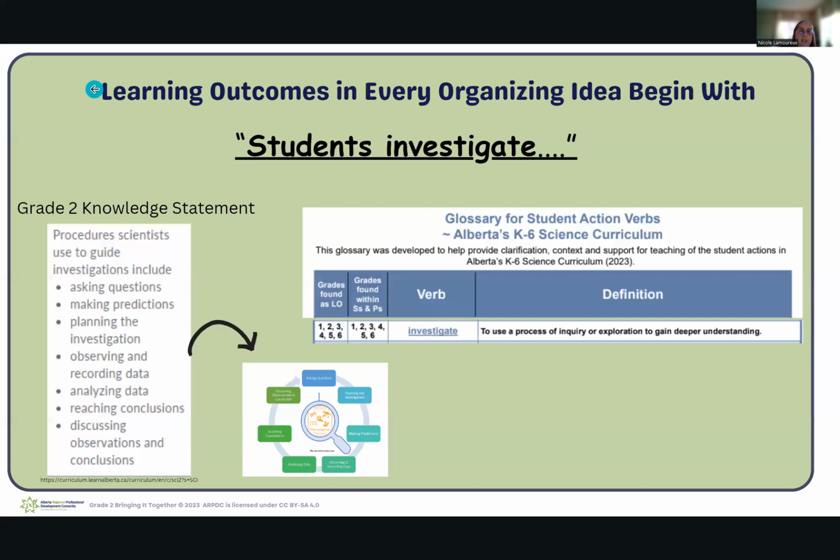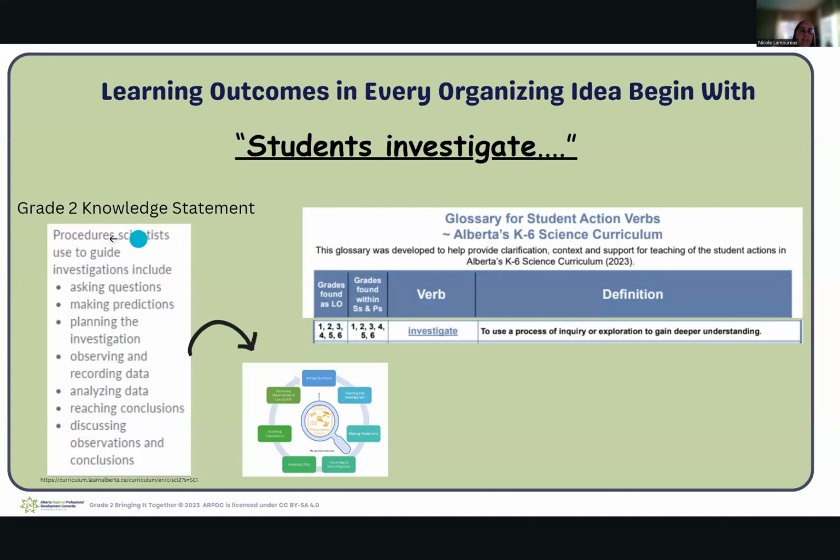So let's look at, when you see the learning outcomes and all the other organizing ideas, in there, it either starts with or has students investigate. And what was created for you in the planning guide or the planning document was a glossary for the verbs, for the science verbs in our skills and procedures. And that was with my ERLC as well as with our assessment consultant. So investigate is to use a process of inquiry to gain deeper understanding.